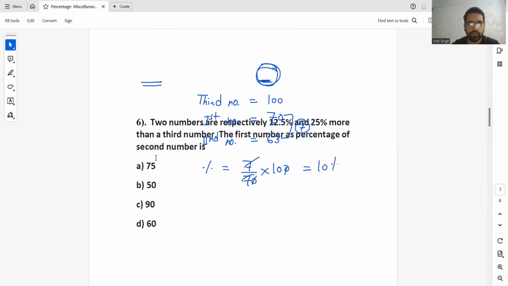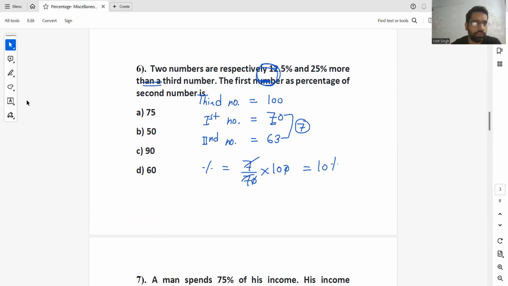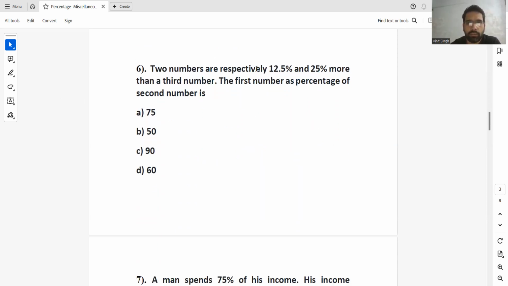Now, question number 6. Two numbers are respectively 12.5% and 25% more than a third number. Then find the first number as a percentage of the second number. We will solve this question by applying the fraction value of percentage. 12.5%, the fraction value is 1 upon 8. 25%, the fraction value is 1 upon 4. Now 1 upon 4 we can write in the form of 2 by 8.